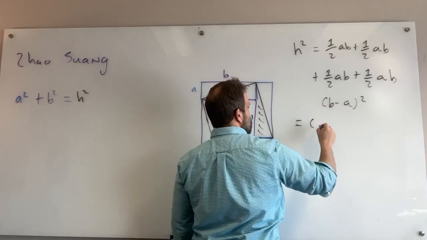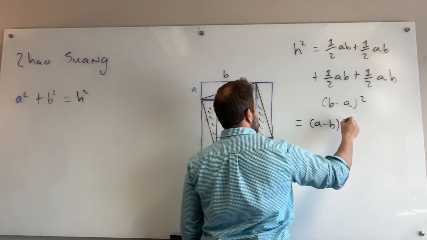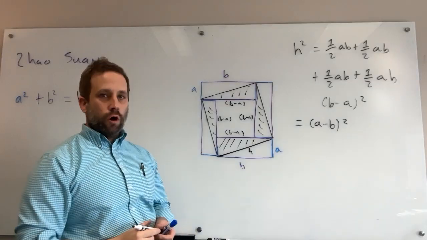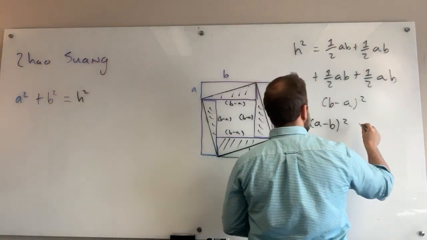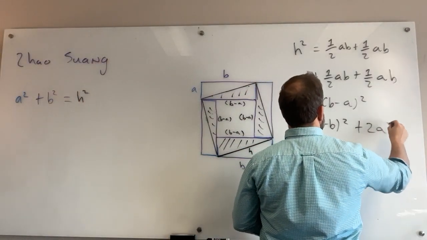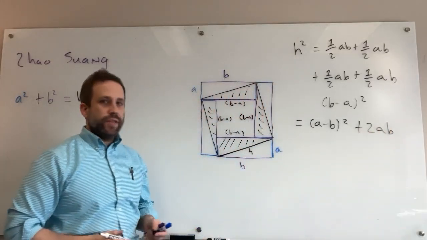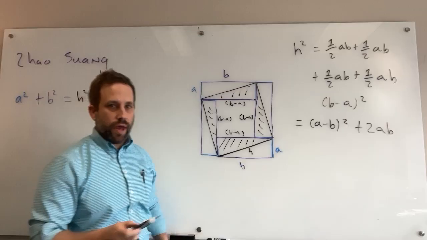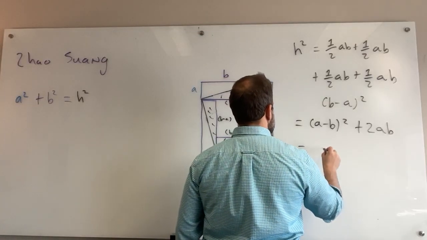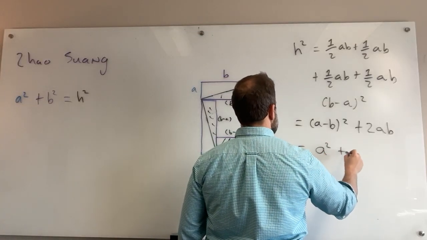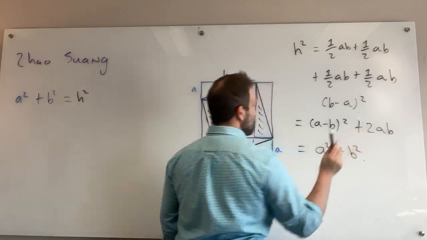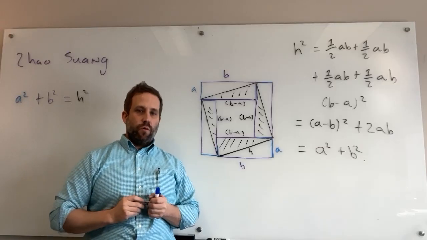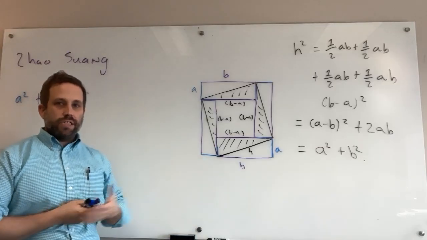Now, B minus A squared, I'm going to write this as A minus B squared, because they're equal to each other. And then we have 4 1/2 ABs. So that's going to be plus 2AB. Now, if we do the algebra here, we get A squared plus B squared minus 2AB, then plus 2AB. So this is equal to A squared plus B squared. And so we have H squared is equal to A squared plus B squared, which is what we wanted to prove.